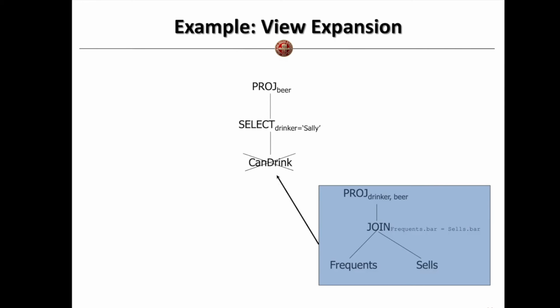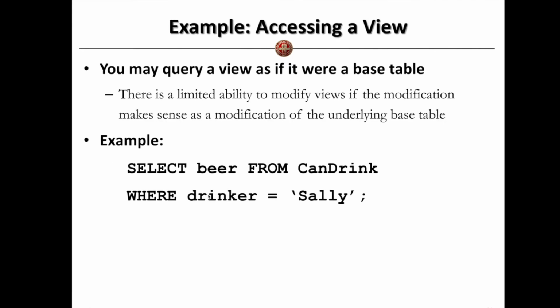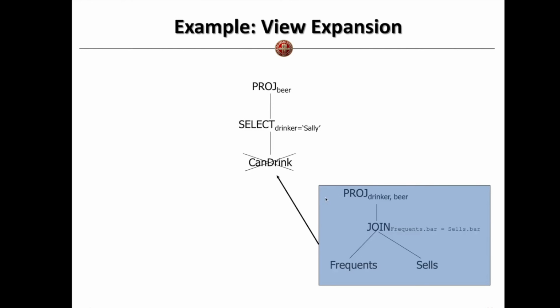So you can see it's an operation we show here. Even though it seems this is working on CanDrink, this virtual table, actually in reality, this operation, its query, is still working on Frequents and Sells, these two base tables. We will replace this CanDrink with the real expression tree and insert it into this expression tree as shown here. So everything will still be based on these base tables, Frequents and Sells.